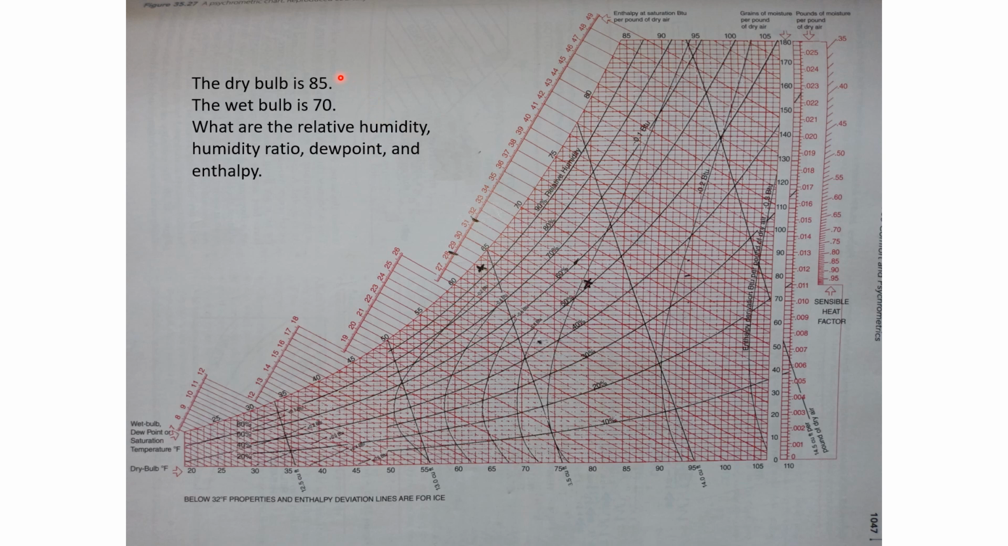Dry bulb is 85, the wet bulb is 70. I want to know what these other factors are: the relative humidity, the humidity ratio, the dew point, and the enthalpy. Hit the pause button. See if you're comfortable with this now. See what you can do. Plot the dry, plot the wet, see where they meet, and see if you can find the others. I'll let you hit the pause button and come back and we'll show you how we did it.